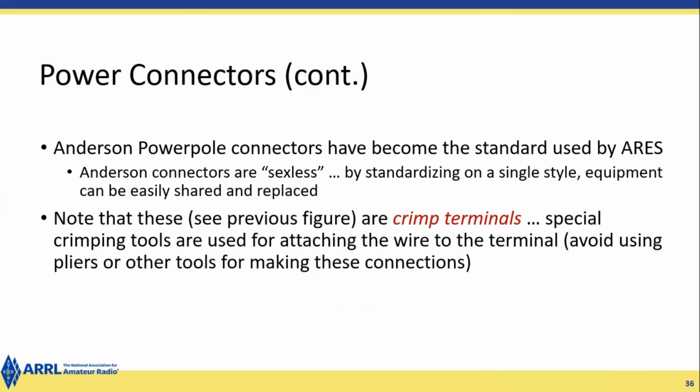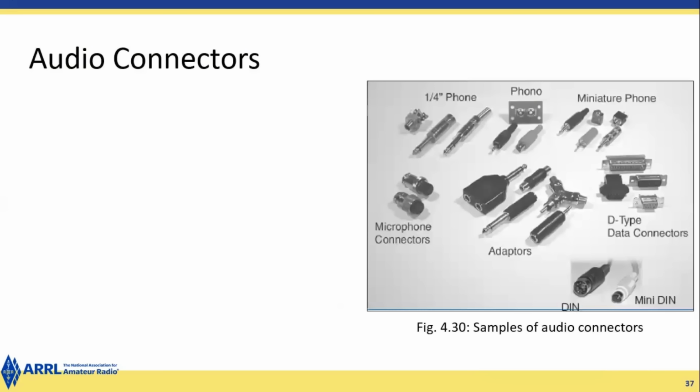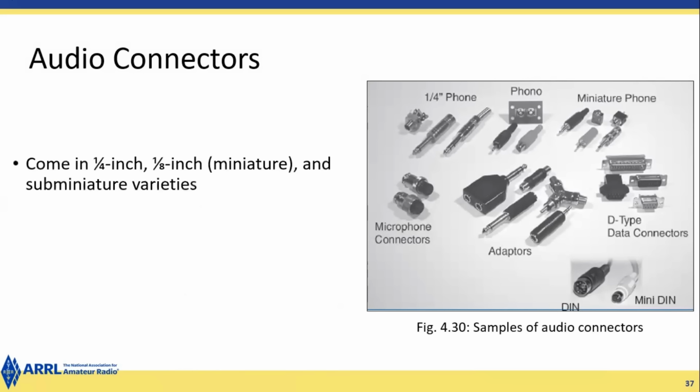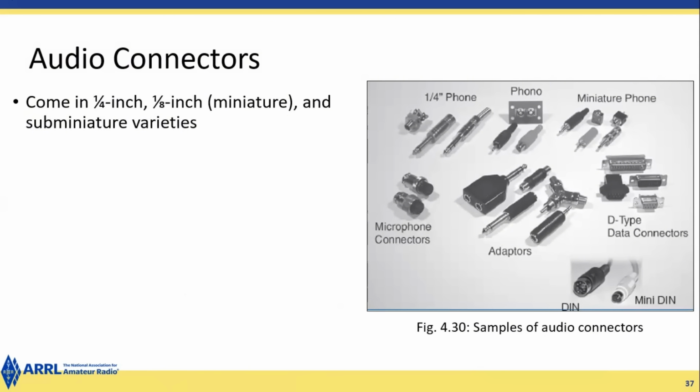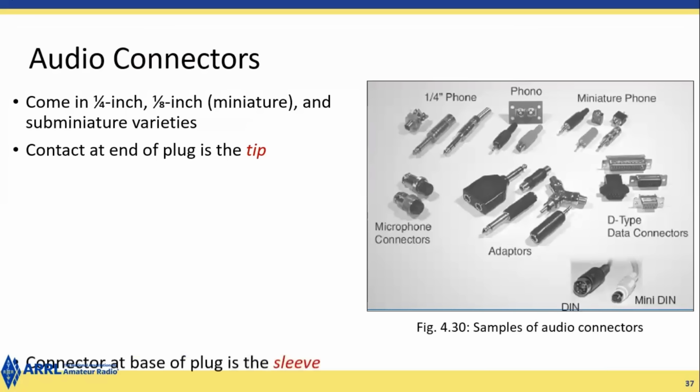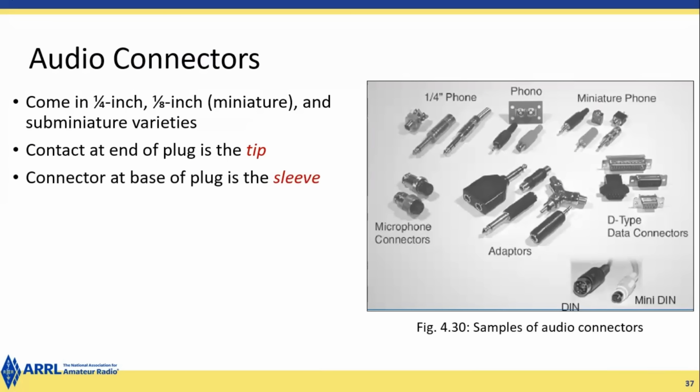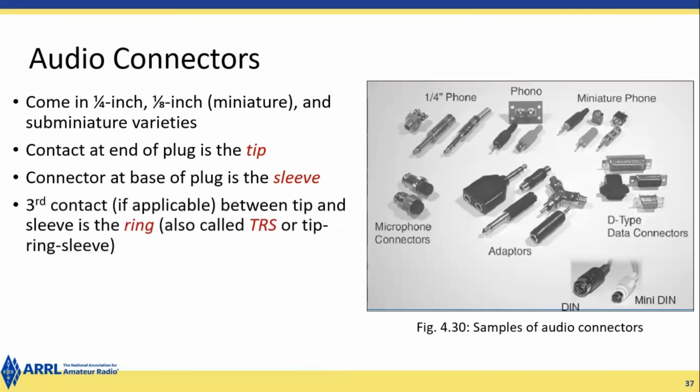Note that these are crimp terminals, so you need special crimping tools to attach the wires to the lugs. Avoid using pliers. Use the right tools for the job. That's pretty important. So, audio connections: 1/4 inch and 1/8 inch are the most popular, and they have a contact at the end of the plug, which is called the tip, and the connector at the base is called the sleeve. The third contact, on some of them, is in the middle, and it's called the ring.